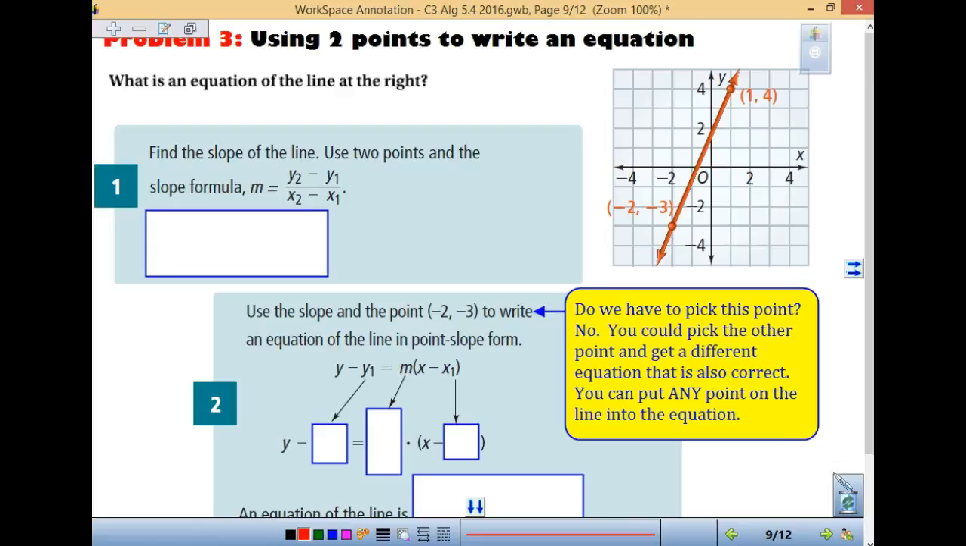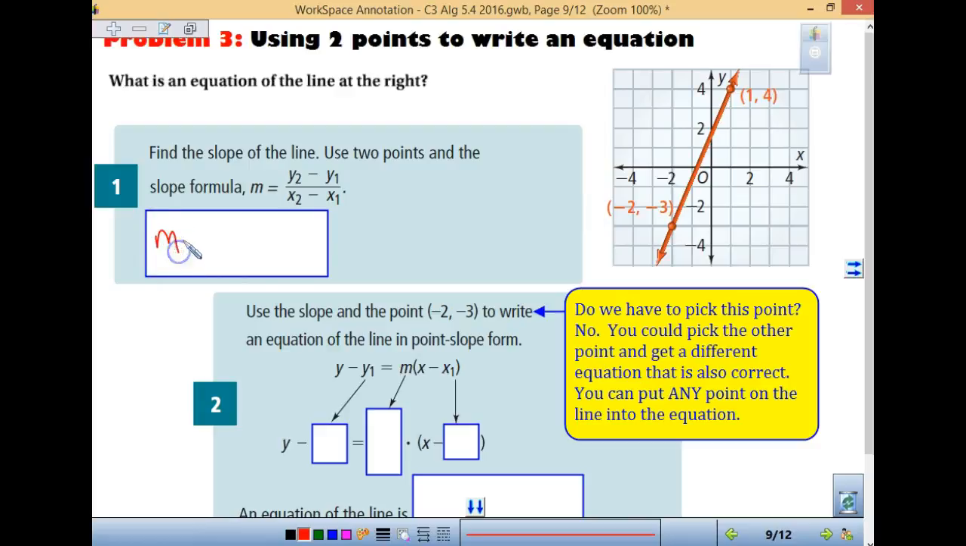So, using 2 points to write an equation. I might give you a graph like this, and if you notice this one, the y-intercept is kind of hard to tell when you look at this. It looks like it's between 1.5 and 2, but we don't know exactly. So this is a nice way of doing it when you can't easily see the y-intercept on your graph. The first thing you need to do in your homework tonight is start with finding the slope. So you're given 2 points, we want to find the slope.